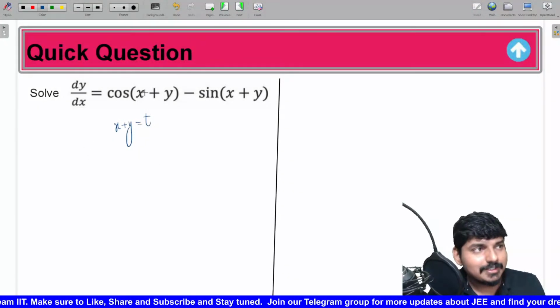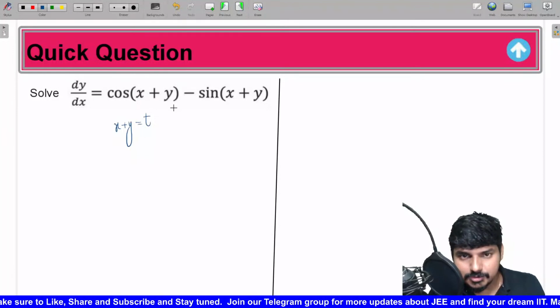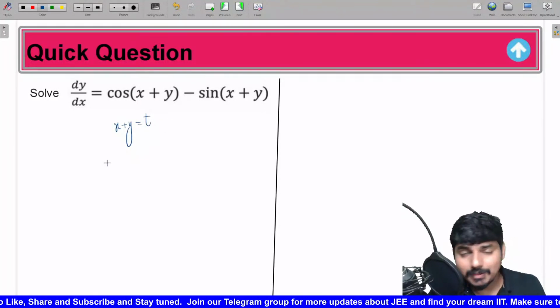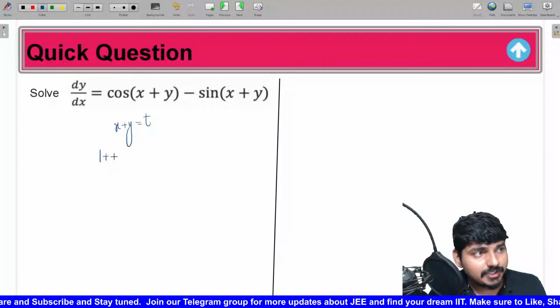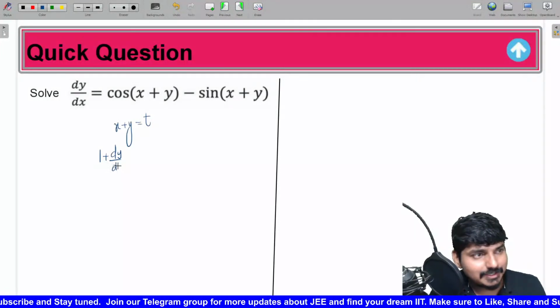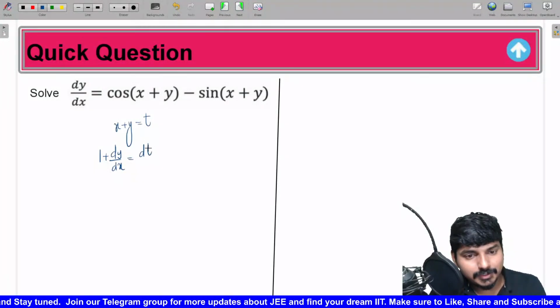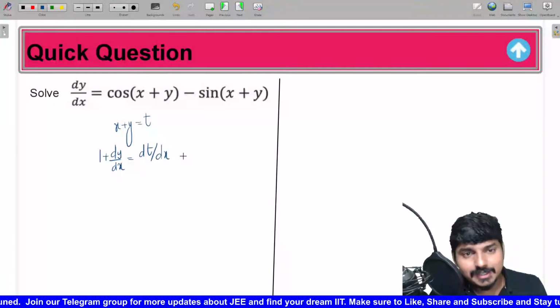So listen here. Whenever you find this type of terms, what I told you, take x plus y is equal to t. So differentiate both sides. 1 plus dy by dx is going to be equivalent to dt by dx, everyone.